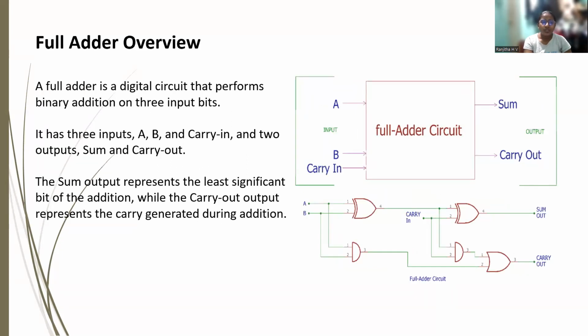Full adder overview. A full adder is a digital circuit that performs binary addition on three input bits. It has three inputs A, B, and carry in, and two outputs sum and carry out. The sum output represents the least significant bit of addition, while the carry out output represents the carry generated during the addition. In the full adder, we have three inputs, that is A, B, and carry in, and two outputs, that is sum and carry out. Here we are going to use two XOR gates, two AND gates and one OR gate.